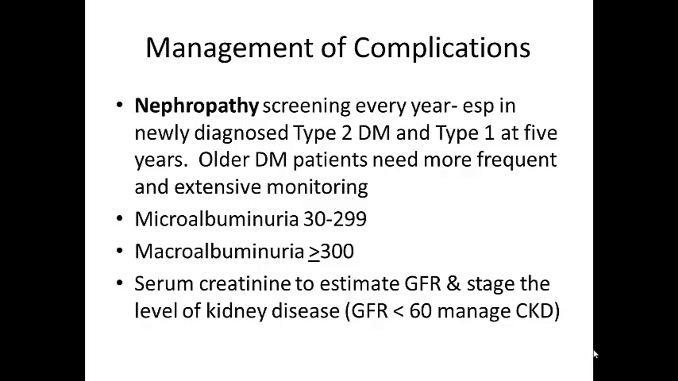Signs of albumin in the urine are an indicator of decreased kidney function. You can also collect serum creatinine to estimate the glomerular filtration rate and stage the level of kidney disease. We know that a patient who has a GFR of less than 60 is at greater risk of kidney failure, and there are different standards of treatment based on the level of kidney function.